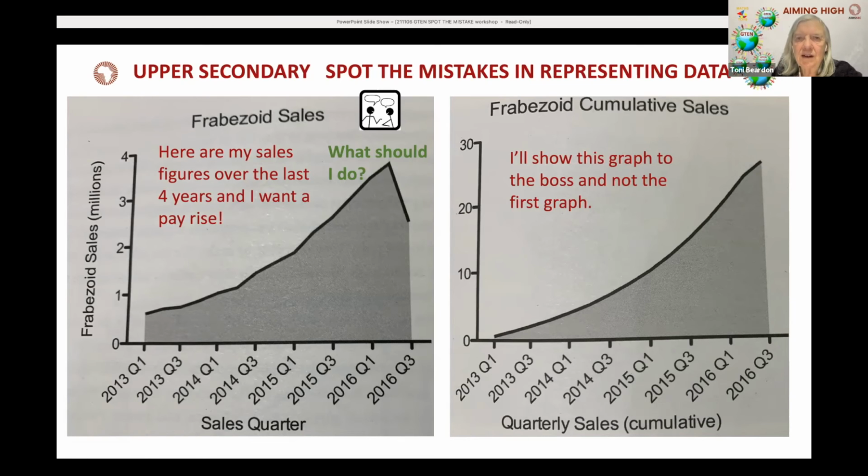So I decide that I'm going to show the boss the cumulative sales graph and not the sales. Now look carefully at those cumulative sales. What does that look like? The sales are increasing, and the sales are definitely greater in quarter 3 than they were at the beginning of 2013. No question. They're greater.